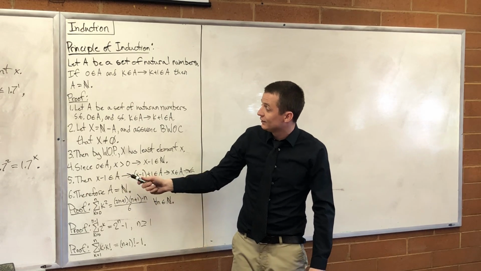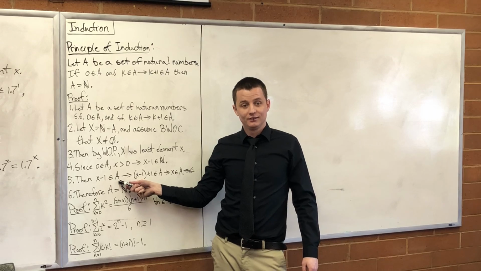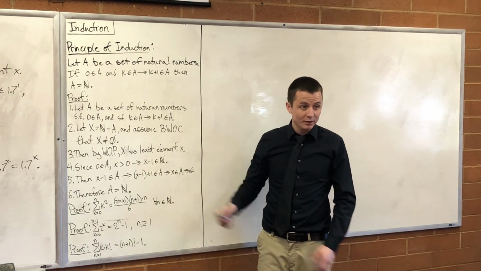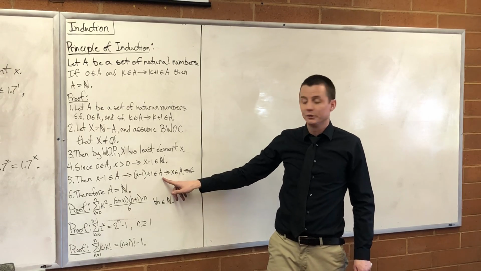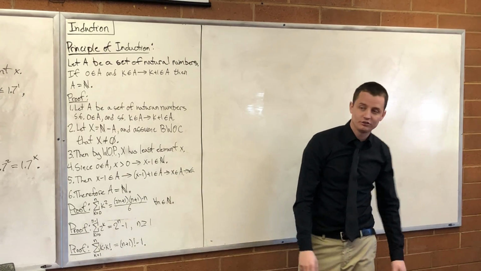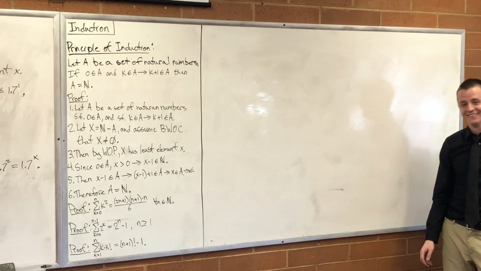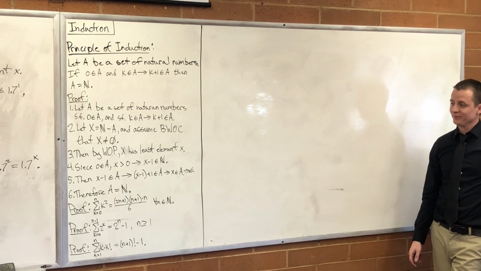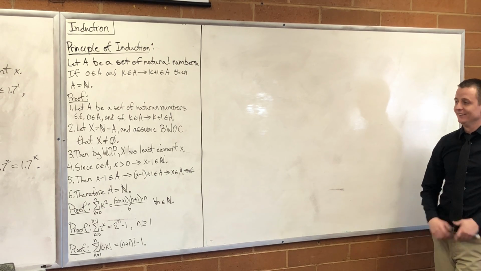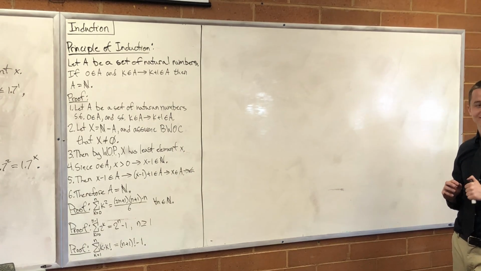But wait a second. If x minus 1 is in A, what else is in A? x minus 1 plus 1. Remember, if k is in A, then k plus 1 has to be in A, which gives us x is in A. Contradiction. It looks so complex, but it's actually so simple. No, it's relatively complex, and it is complex.